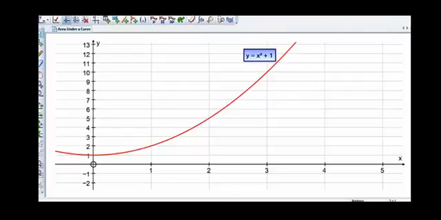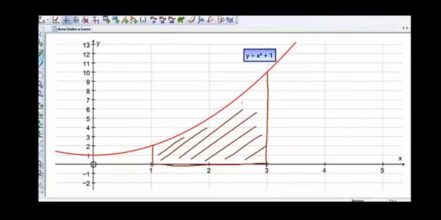So let's consider the area under the curve y equals x squared plus 1, and above the x-axis here, and between the line x equals 1 and x equals 3. So we have this area here that we're going to try and calculate.